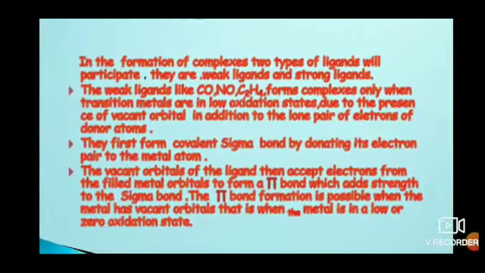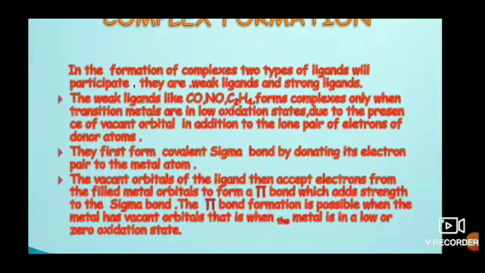So in the formation of complexes, we have two types of ligands, weak ligands and strong ligands. The weak ligands like CO, NO and C2H4 form complexes only when the transition metal is in a low oxidation state, and this is due to the presence of vacant orbitals in addition to the lone pair of electrons of donor atoms. In this process, they first form sigma bonds by donating their electrons, followed by sharing with the metal atom.